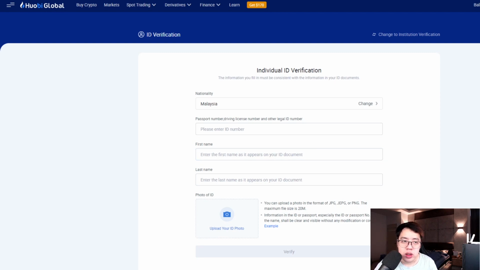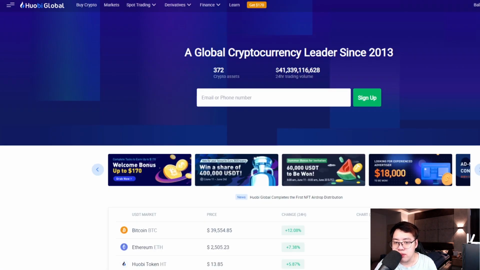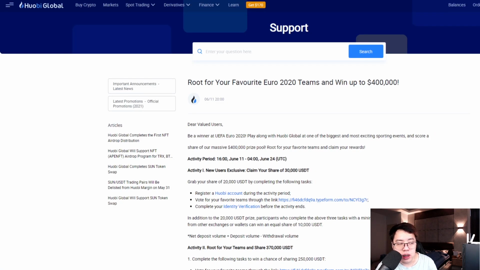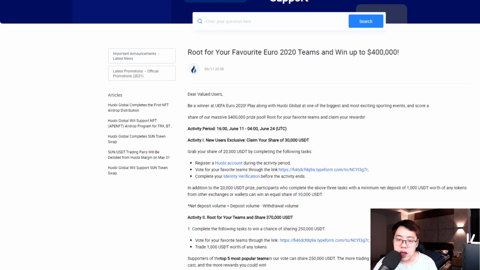Once you have done all this, it should be good to go. So first you register an account, second you do the KYC, and last but not least, you click on this button. This button is to vote for your favorite Euro 2020 teams and win a share of 400,000 USDT. It's very simple. If you are a new user, you can claim your share of 30,000 USDT. What you need to do is very simple: register a Huobi account during the activity period, vote for your favorite teams, and complete your ID before the activity ends. So okay, let's go on together.